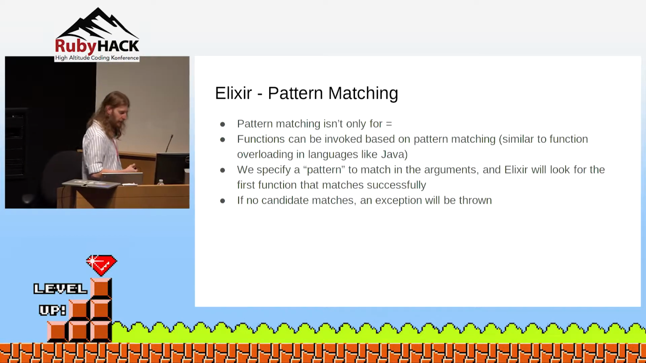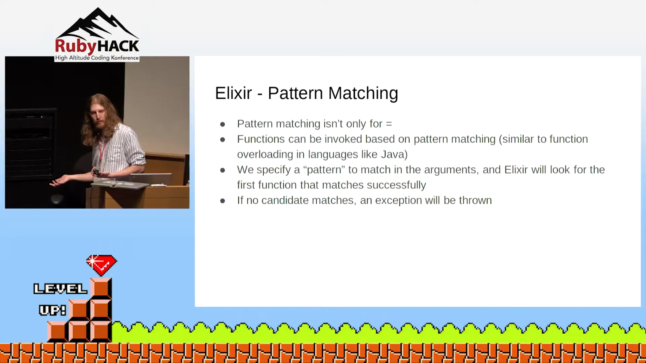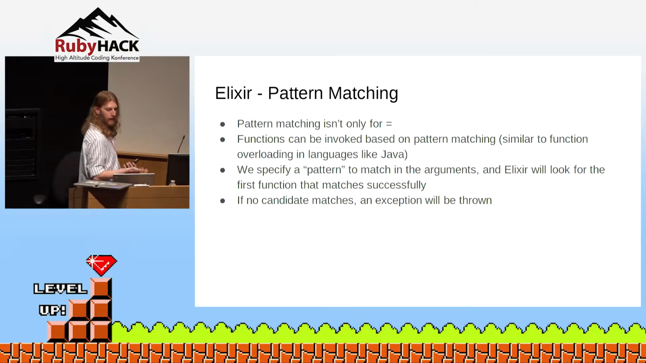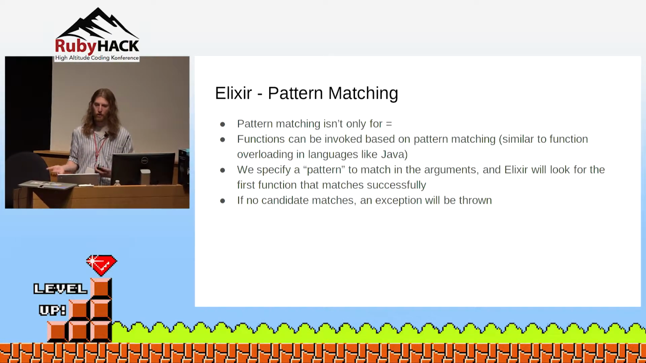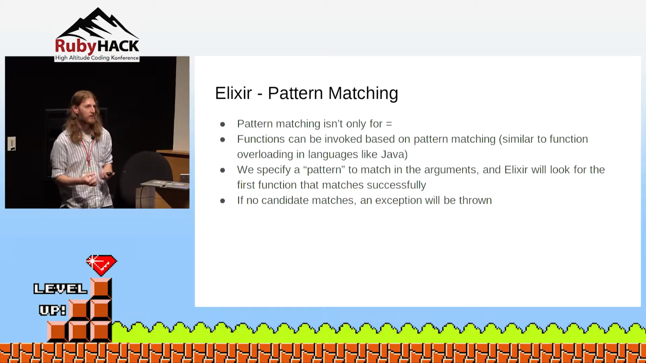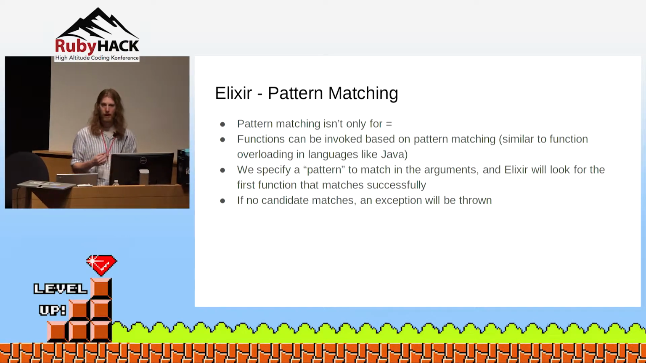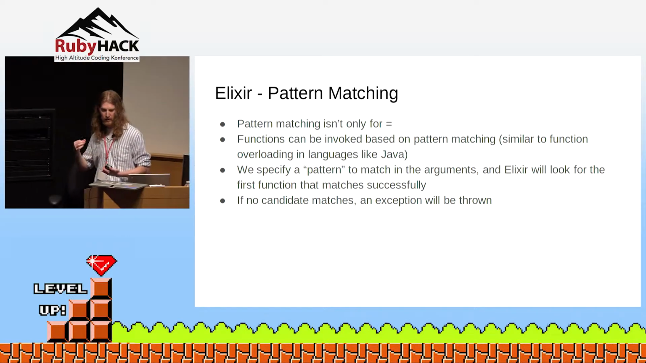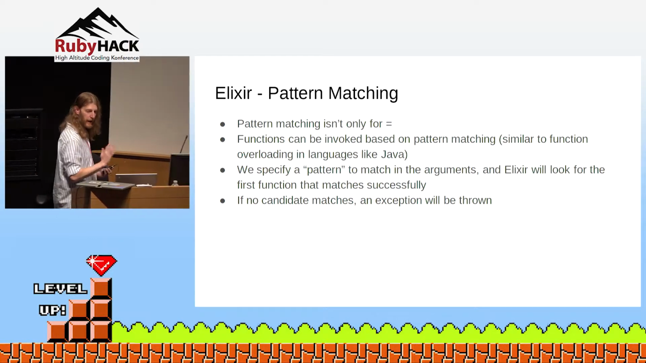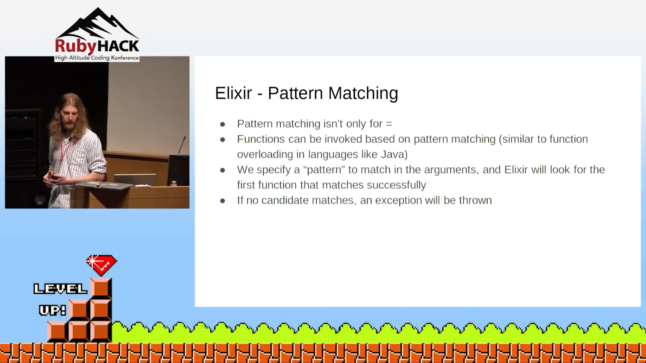Okay, if pattern matching was only for the equal sign, it would be cool, probably a little gimmicky, but it's not. Pattern matching is also used for invoking functions. And this is where its real power comes in. Destructuring is a great feature, but the ability to invoke functions on patterns is what I think is, like, there's really two features of Elixir that I love. I can't choose the best, but pattern matching and the pipe operator are definitely there.